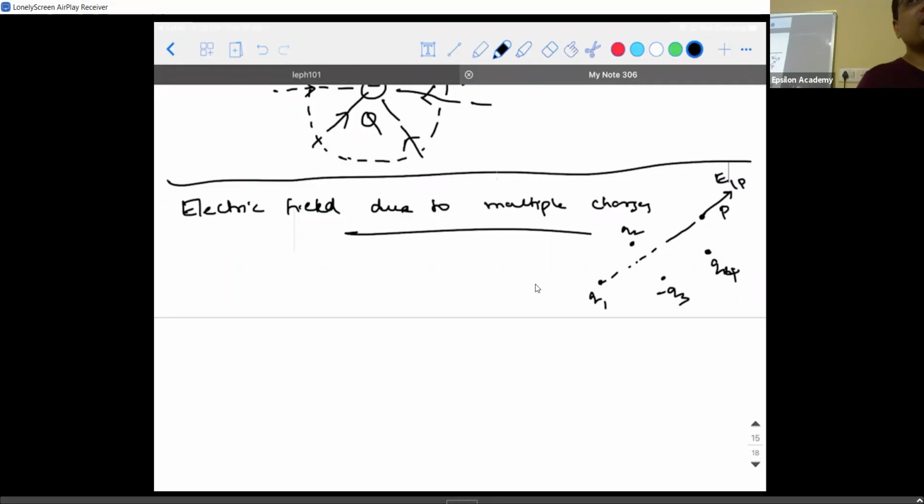Look at the way I'm writing it, E1P. It doesn't mean the electric field between point 1 and P. It is the electric field due to the first charge at point P. That is the meaning. Q2, you guys tell me that. E2P. Now Q3. Due to Q3, it will attract. Meaning, if I keep a test charge here, the test charge will tend to move in this direction. That is the meaning. You have to imagine that there is a test charge, but you need not draw it every time.